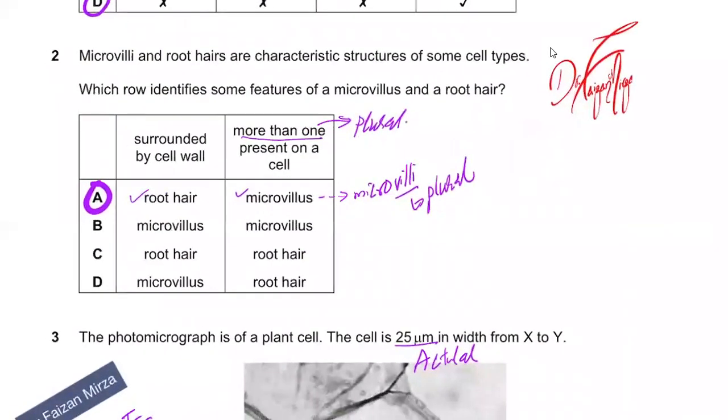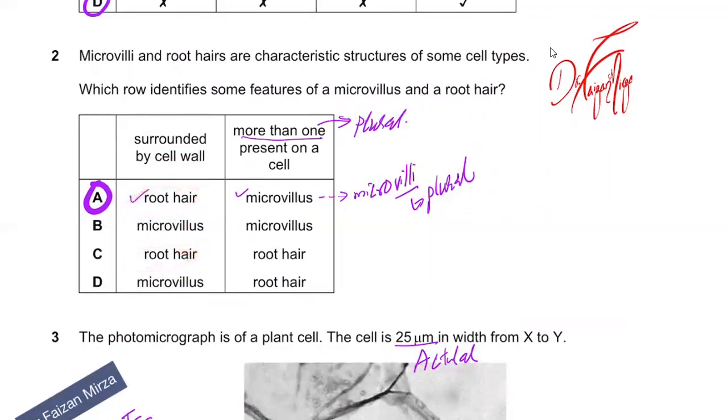Question 2 is about microvilli and root hair cell, which characteristics they are saying are identified by these statements. We know that the root hair cell is having a cell wall around it. Yes, there is presence. Root hair cell can have a cell wall surrounding it. Microvilli with cell wall is actually not an option. Microvilli can never have a cell wall around them because microvilli are a feature of an animal cell and not a plant cell. So microvilli can just never have a cell wall. So you have to choose from either A or C.